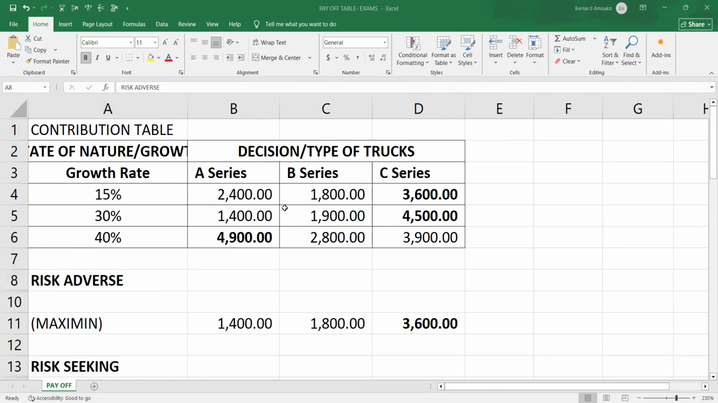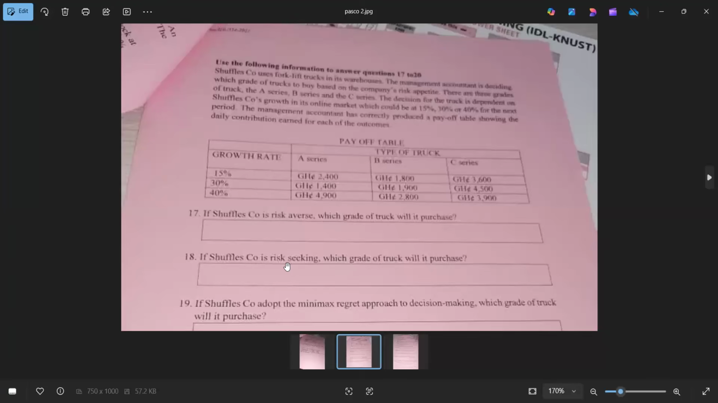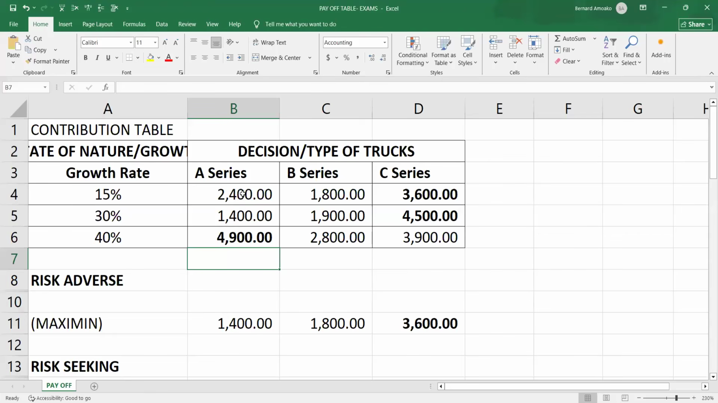Okay, then let's go to the next question. It says risk lover, or risk seeker. If Shuffle Co is risk seeking, which grade of truck? Which means we'll be using the maximax. So the maximax, let's go. 2,400, 1,400, 4,400. What is the maximum value? 4,900.